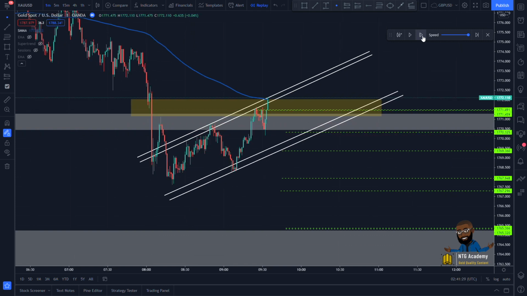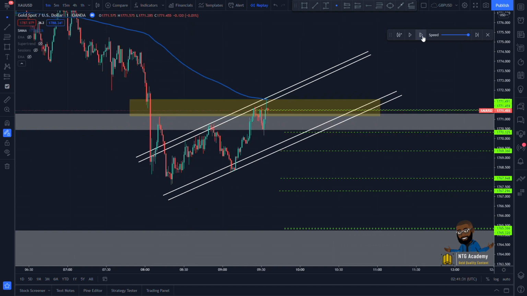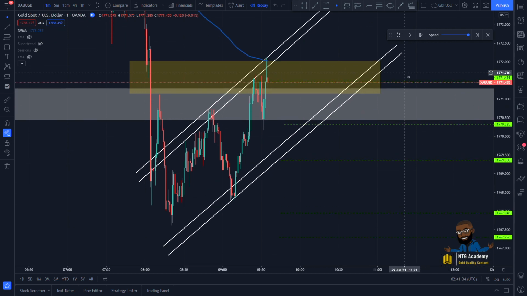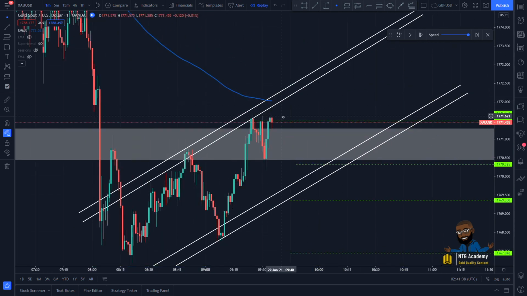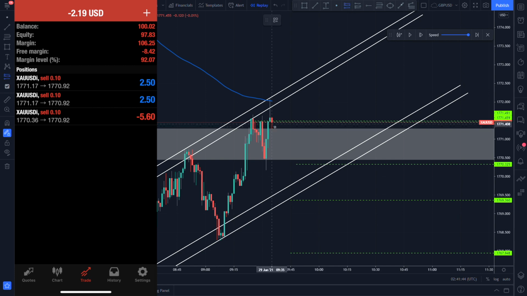I was waiting for a 1, 2, 3 engulfing. If you're new to the channel, this candlestick pattern right here is my confirmation to get into my trades. This 1 2 3 engulfing. As soon as I saw that, that's exactly when I got into this trade with a position.